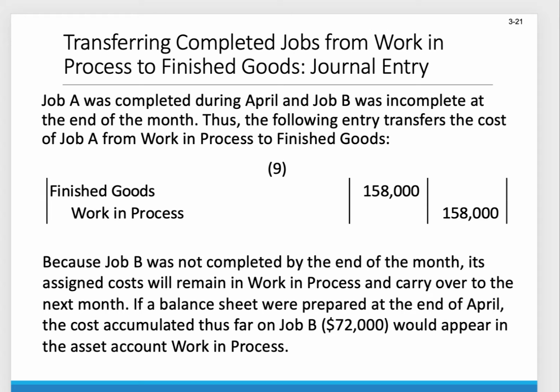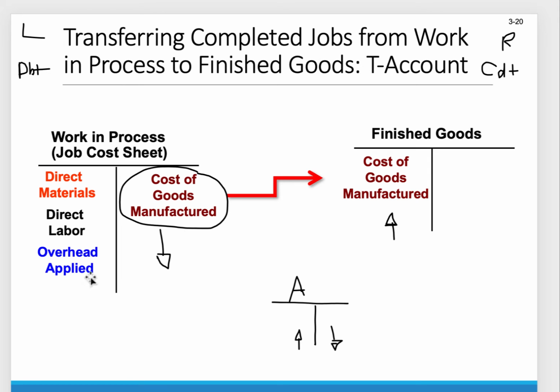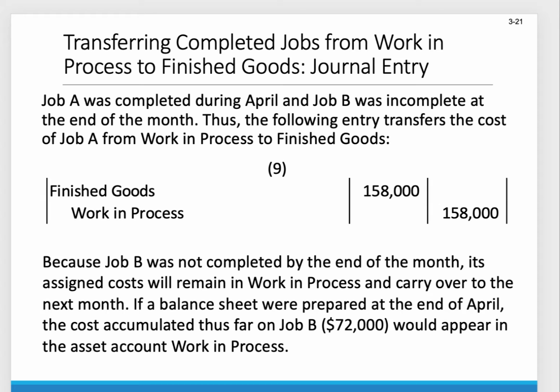Let me go back up here. We're going to have costs still remaining in this WIP account. Okay? In this WIP account, we're still going to have a balance here. Okay? That balance, BAL, that balance represents job B. Okay? So that's pretty much how costs transfer.